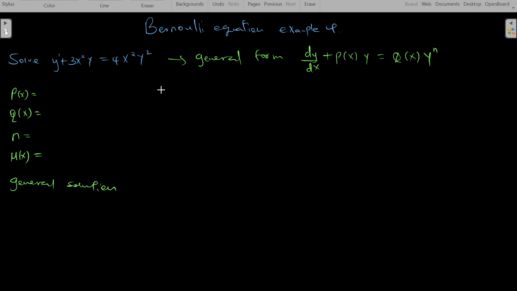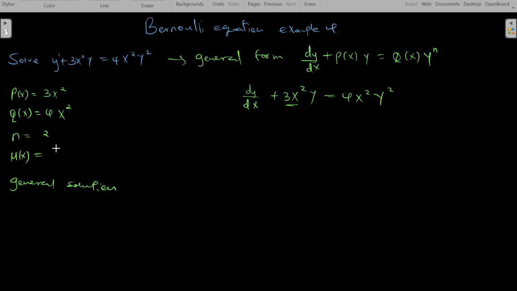So our first step, once we have already written this Bernoulli differential equation in this form: y prime is dy/dx plus 3x squared y equals 4x squared y squared. So we can relate from this. From this point, p of x is just 3x squared. What's our q of x? Q of x is 4x squared. Then our n equals 2.